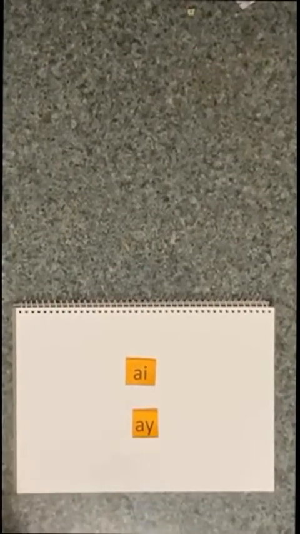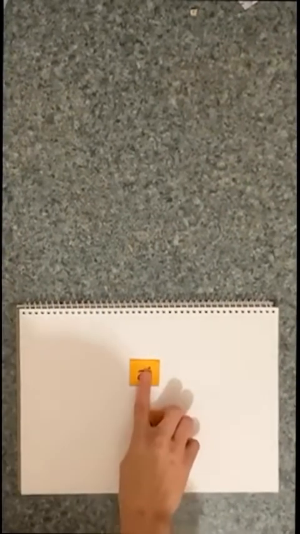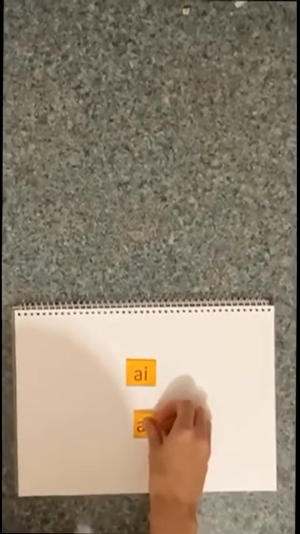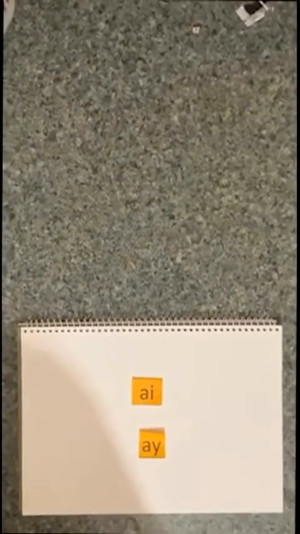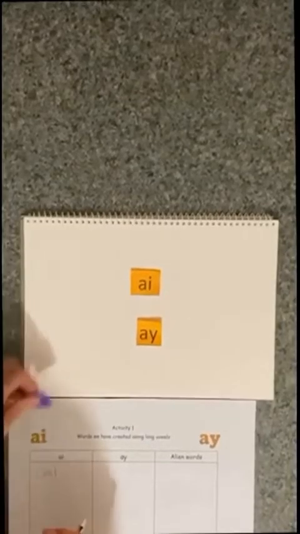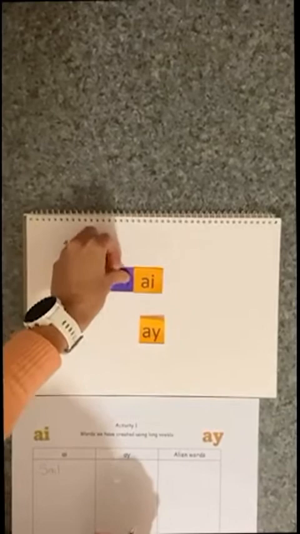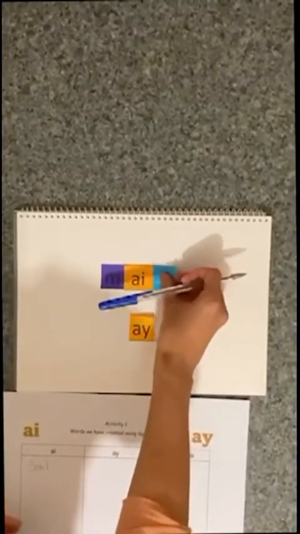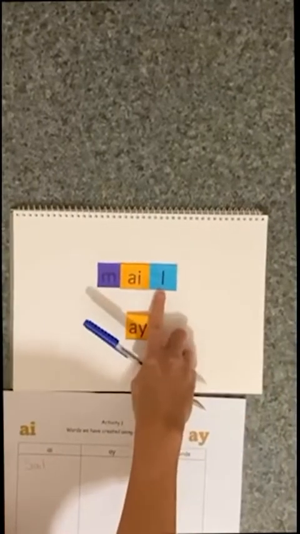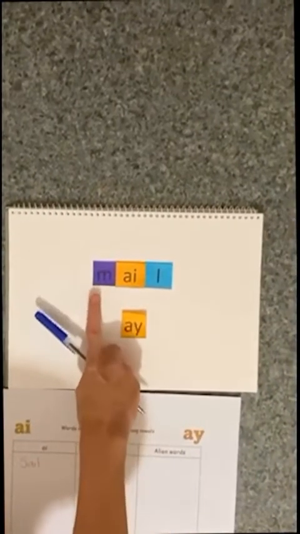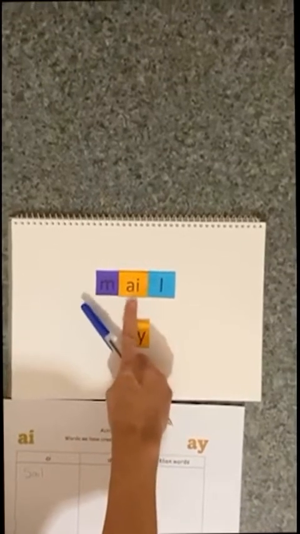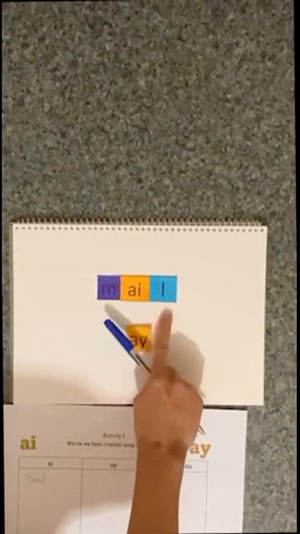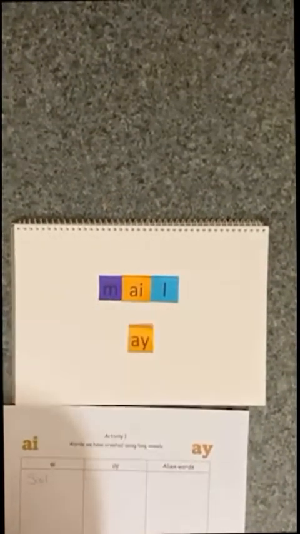So let's try this together. Place AI in the middle of the board and say the sound. If we put M, sound, and L, sound, let's sound that out. Male, male. We write it in the AI column.